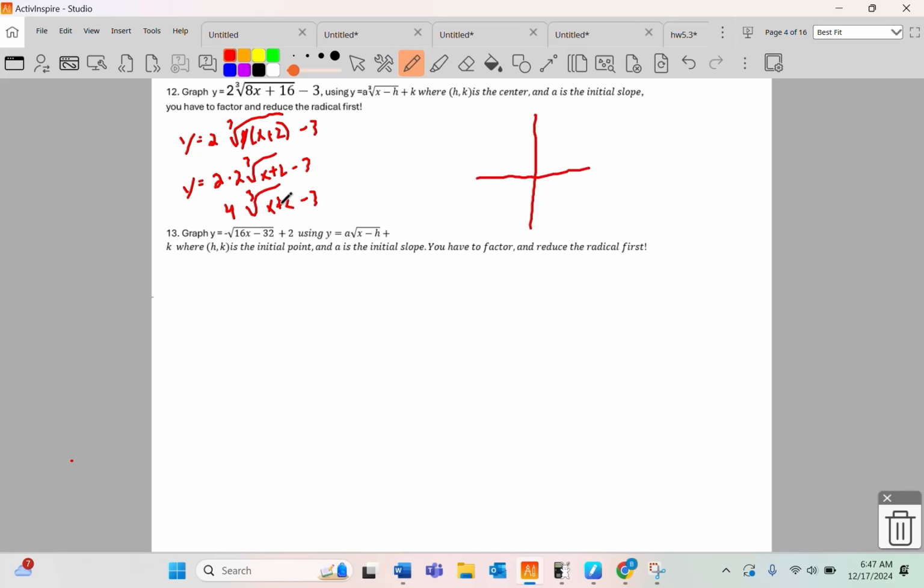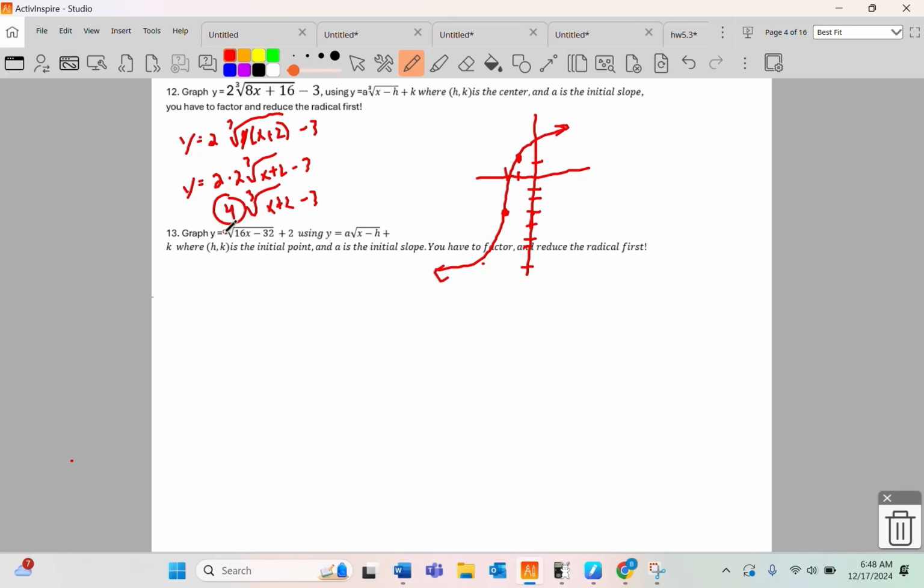This thing is shifted left 2, down 3. And the slope is a 4. Again, you write down whatever you need to write down, but the slope is a 4, so I have to rise 4 and run 1. I also have to fall 4 and run 1. And it's a cubic root. And cubic roots look like this. Ta-da!